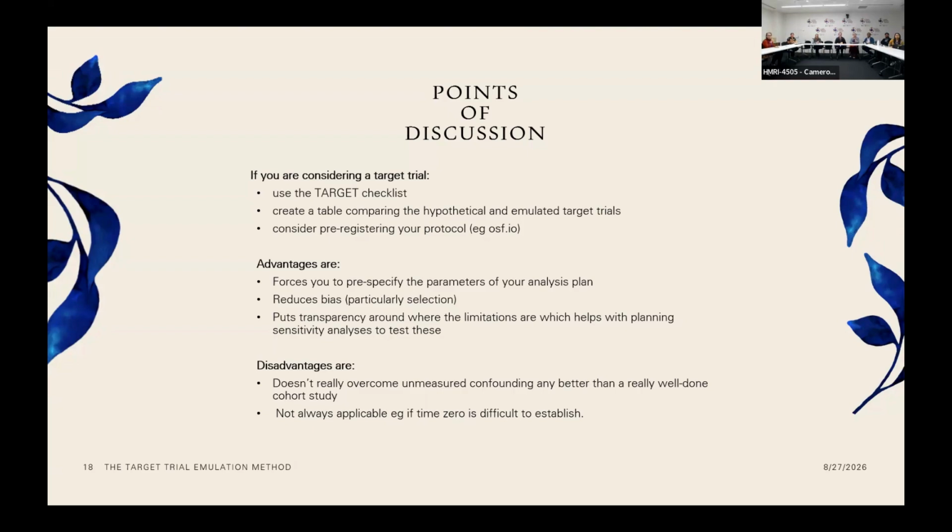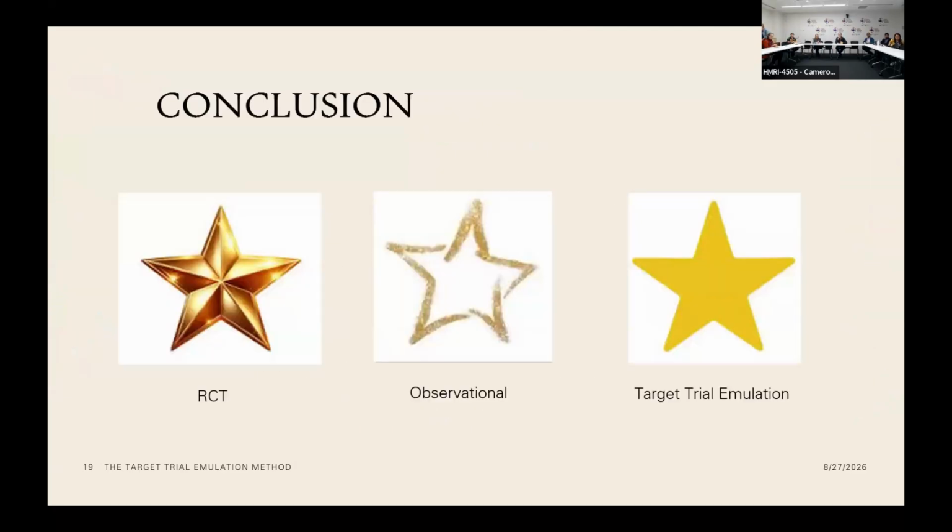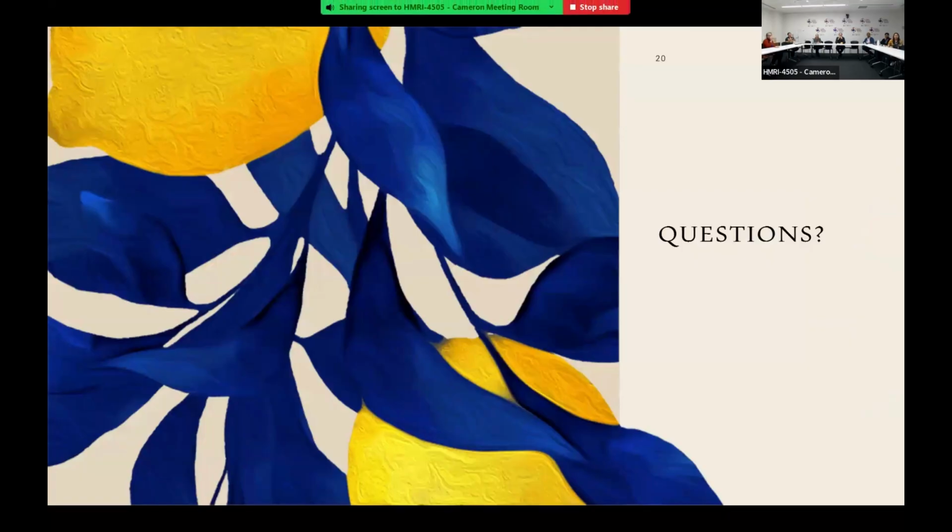The disadvantages are that it doesn't really overcome unmeasured confounding any better than a really well done cohort study, and it's not always applicable. You can't use it in every situation for sure. So that's my conclusion, the same as the beginning. That's pretty much it. So, does anyone have any questions?